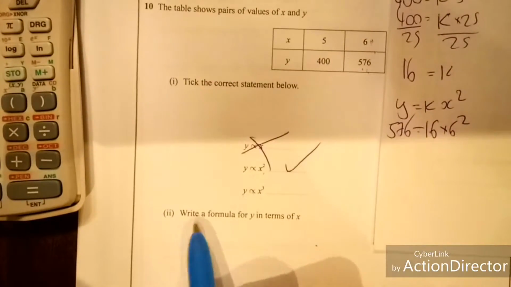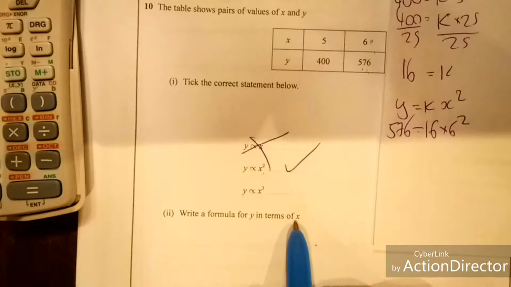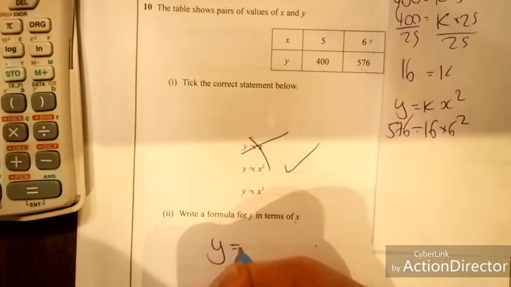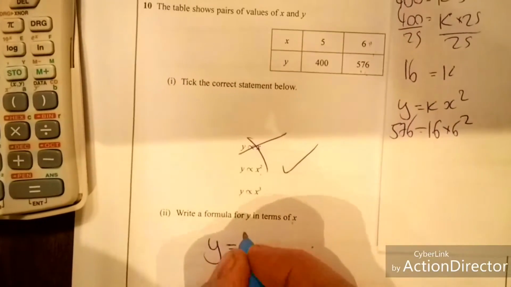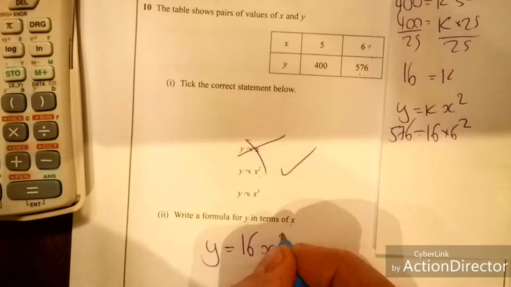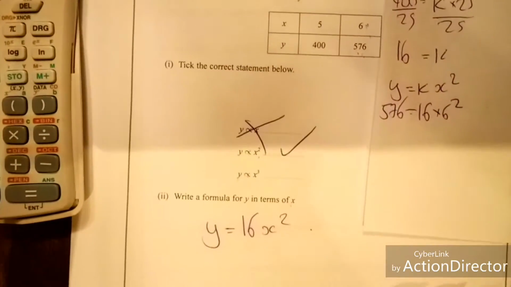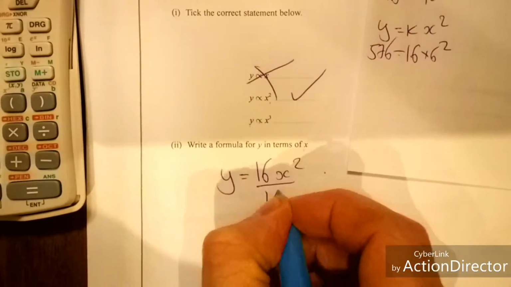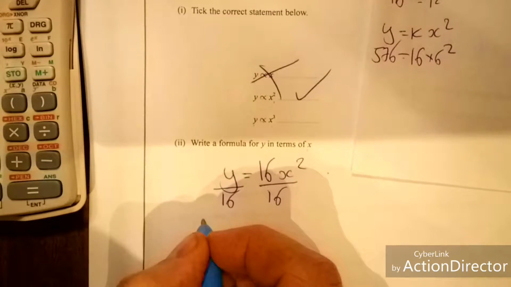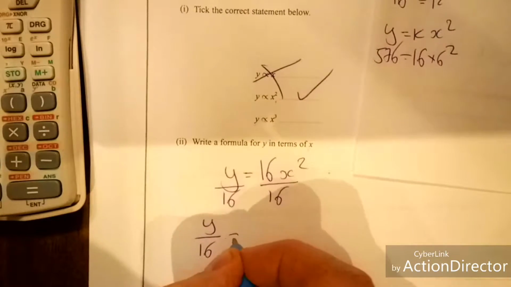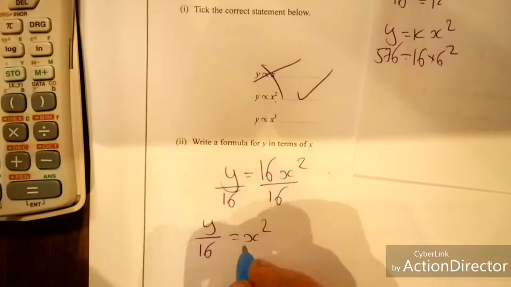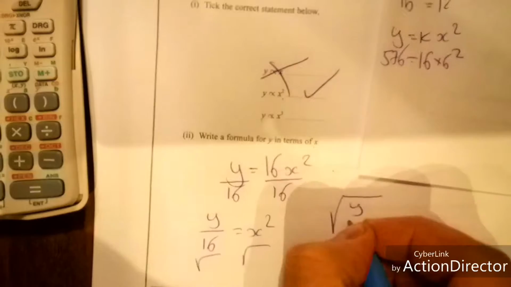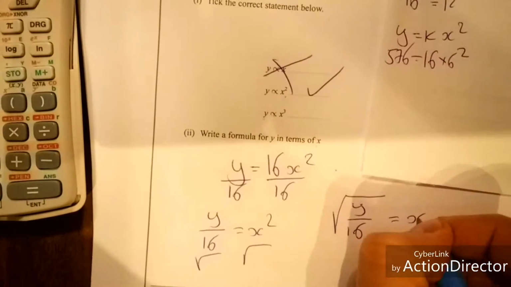Okay. Now, write a formula for y in terms of x. Okay. Now the formula here is y equals, we worked out k to be 16, x squared. Now this would be fine if it was in terms of y, but it's not, it's in terms of x. So we need to get x on its own. Let's get rid of 16, divide by 16, divide by 16. Okay, y over 16 equals x squared. To get rid of squared, we square root and square root.